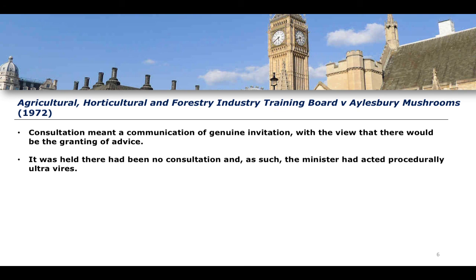It was therefore held, on account of the nature of the meeting that was had and the people who were met with in creating these training boards, that there had actually been no consultation. As a result, the minister had acted procedurally ultra vires and would have been found on this ground to have acted ultra vires on the basis of procedural impropriety.